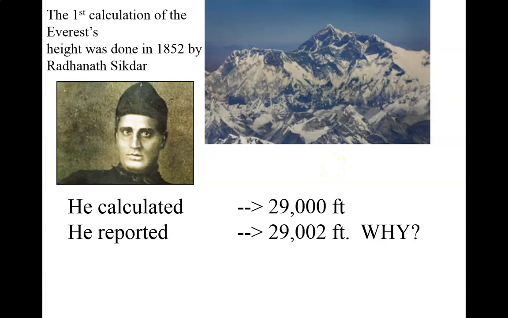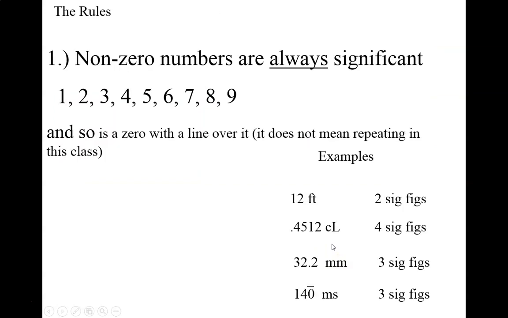Why would he have done that if his math came out to be exactly 29,000? Well, he wanted it to look more precise. He wanted it to reflect the precision that he put into it. You can see the last measurement, he didn't quite fudge his numbers enough. He was off by 26 feet, but still pretty good for whatever methods he used back in the 1800s. So we're not doing that.